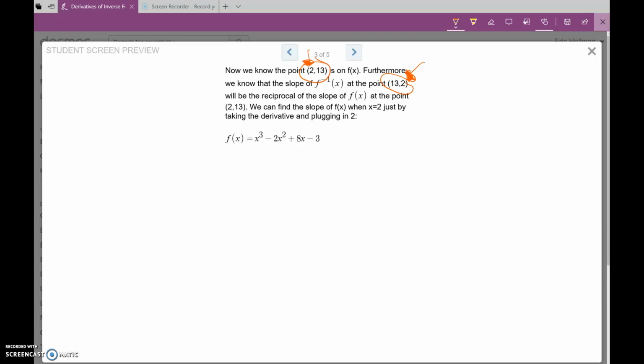So what we're going to do is find the slope of f at the point (2, 13), and then we're just going to take the reciprocal, and that will tell us the slope of f inverse at the point (13, 2). Okay, so let's take the derivative of f.